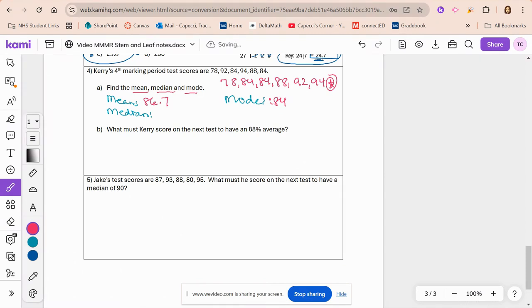And my middle number is going to be between 84 and 88. So if I were to divide by 2, or kind of take a visual and see, the number in the middle of that one is 86.